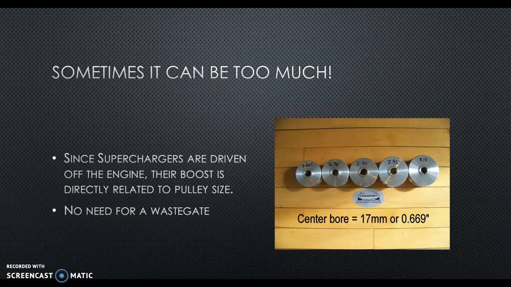Basically, the turbo is adjusted by that wastegate to control that turbine speed. It's driven off exhaust. A supercharger is driven off of the crankshaft, so its boost is regulated via these pulleys. You get an under pulley to spin faster, or a larger pulley to spin slower. So it's directly related to the pulley size. There's no need for a wastegate on these.